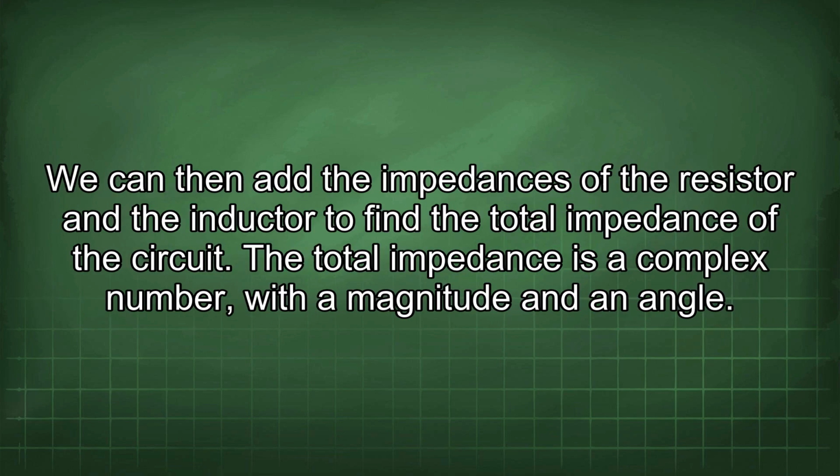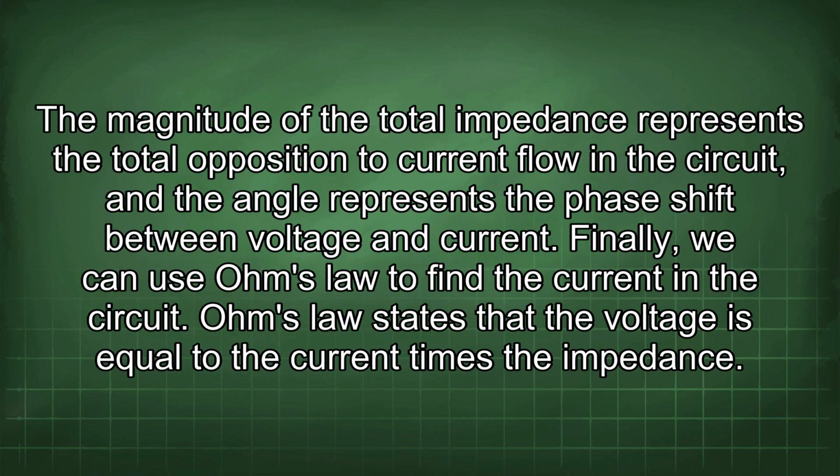unit. We can then add the impedances of the resistor and the inductor to find the total impedance of the circuit. The total impedance is a complex number with a magnitude and an angle. The magnitude of the total impedance represents the total opposition to current flow in the circuit, and the angle represents the phase shift between voltage and current.